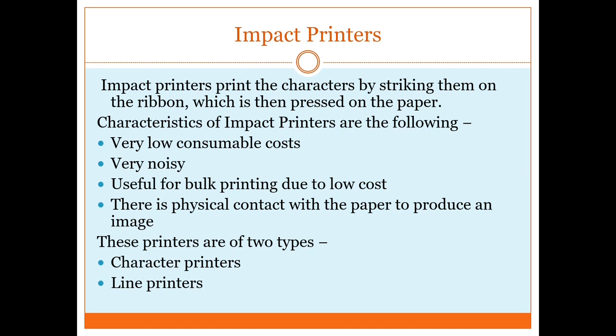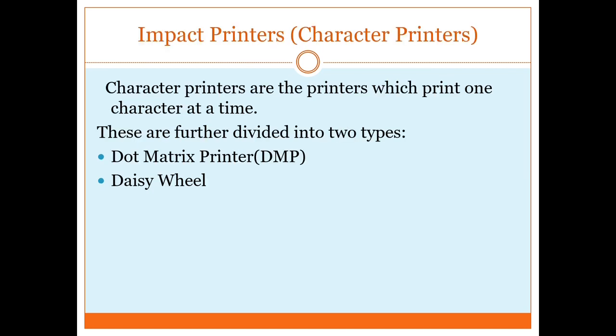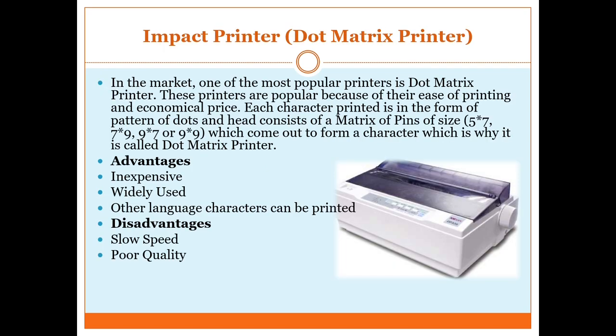These printers are further divided into two types: character printers and line printers. Character printers are the printers which print one character at a time. These are further divided into two types: dot matrix printers and daisy wheel. What are dot matrix printers? In the market, one of the most popular printers is the dot matrix printer. These printers are popular because of their ease of printing and economical price.